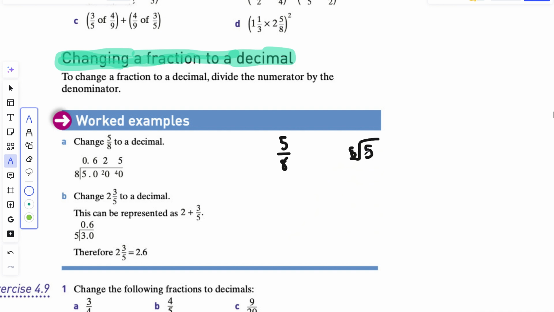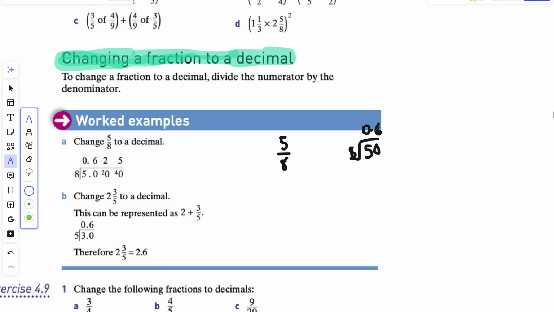So how many times can 8 divide 5? 0 times, right? Because this one is bigger than this. So you put 0 here. And then you put a decimal point so that you can add 0 here. So it becomes 50 divided by 8 now after you put the decimal point. 50 divided by 8, I think it's 6.